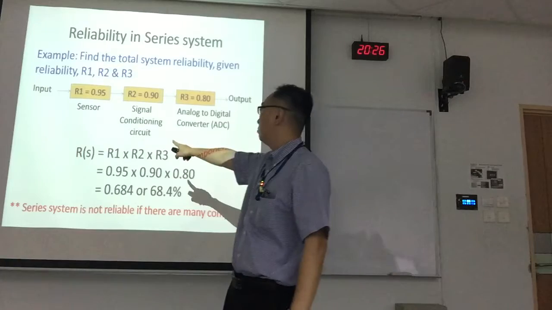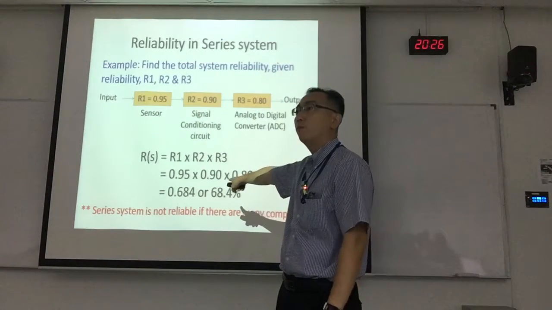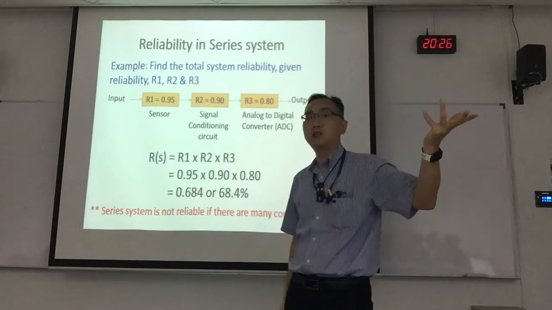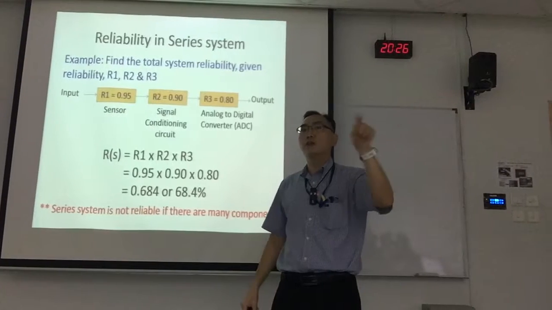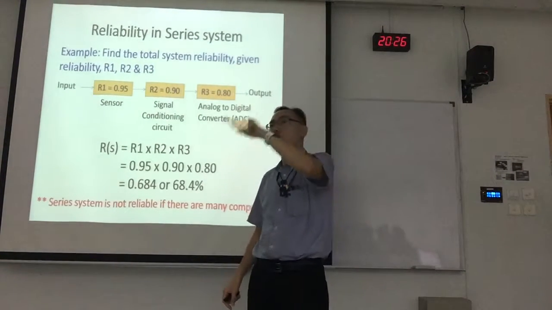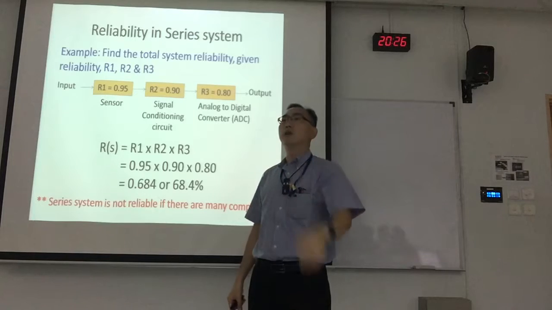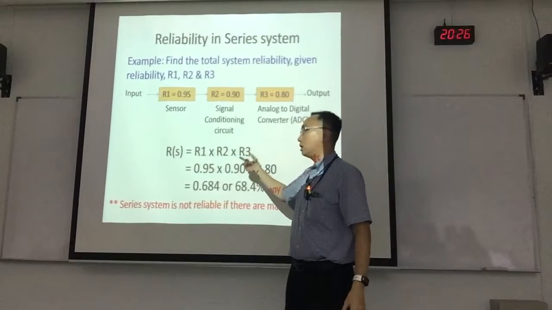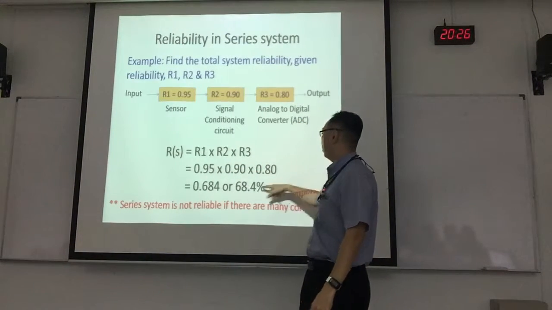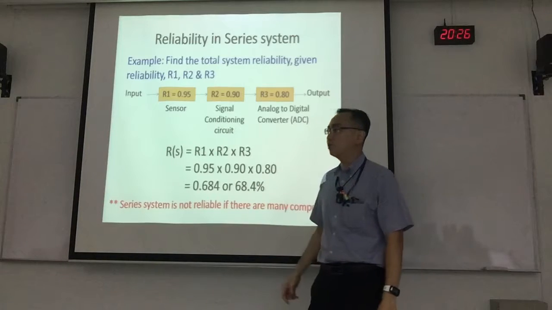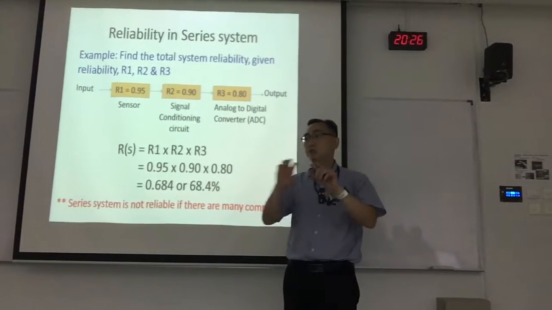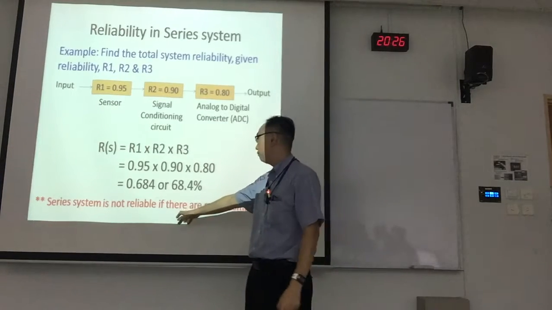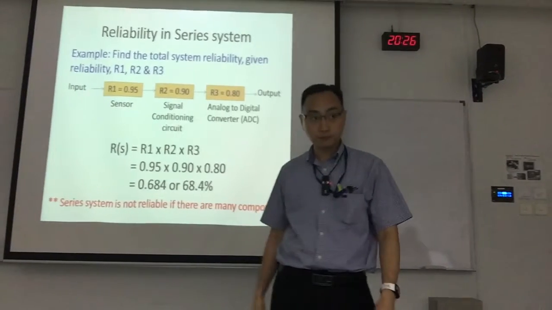You realize that the more you multiply, the worse it becomes. The longer the chain, the worse the reliability, because you are more dependent on each one of them. So if any one of them fails, the whole system will collapse. R1 times R2 times R3. The more you have, the more this number goes down. Series: one breaks, all break. So series is not reliable in many cases.